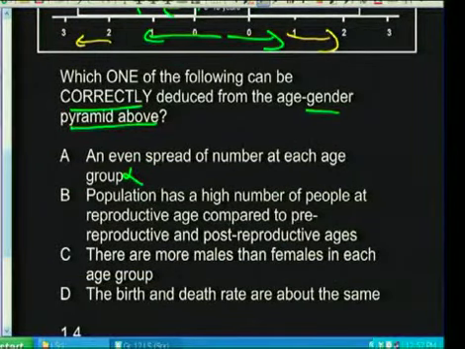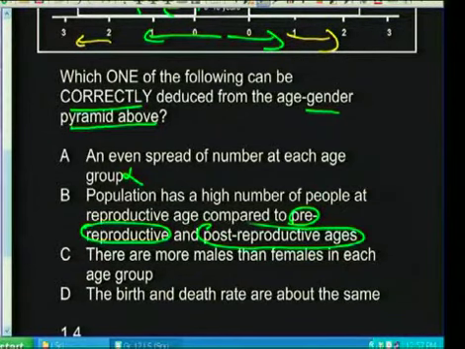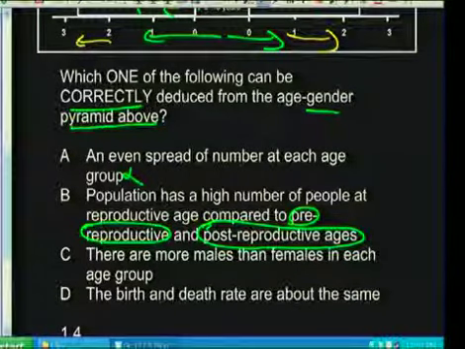B, the population has a high number of people at the reproductive age compared to the pre-reproductive age and post-reproductive age. Now, the terms reproductive age, pre-reproductive age, and post-reproductive age. When we look at any population, there is always an age group that is contributing to the growth of that population by producing young offspring. The post-reproductive age would be individuals in that population that are out of that bracket where they're capable of reproducing and producing young ones. The pre-reproductive age would be those individuals in their adolescence or growing up that will mature and then be able to reproduce and contribute to that population.